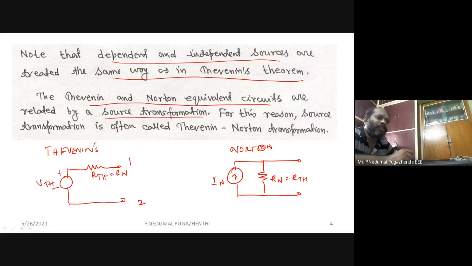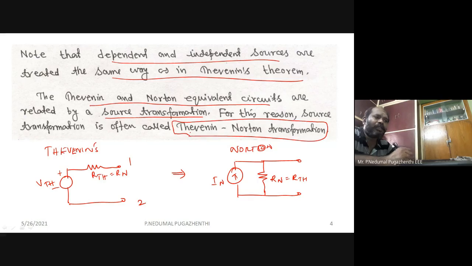Now you can see this is Thevenin's equivalent circuit and this one is Norton's equivalent circuit. They are related by source transformation, accepted or not. A voltage source in series with a resistor can be converted into a current source in parallel with a resistor. You can see these two equivalent circuits are related by source transformation. For that reason, this source transformation is often called the Thevenin-Norton transformation.